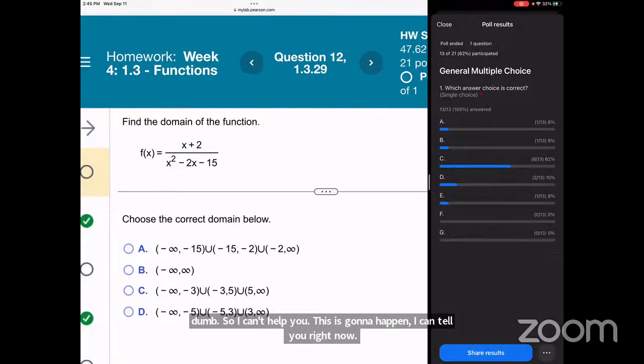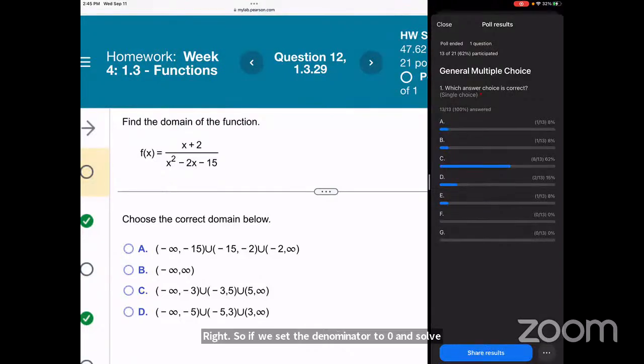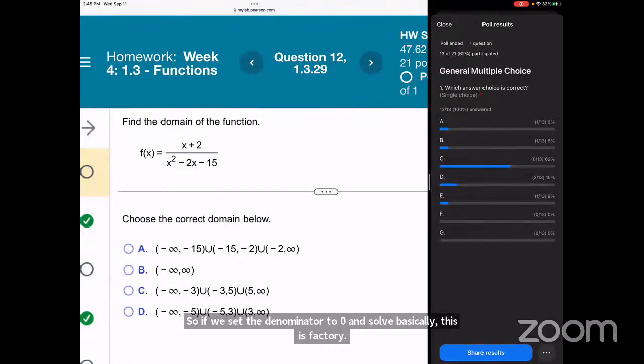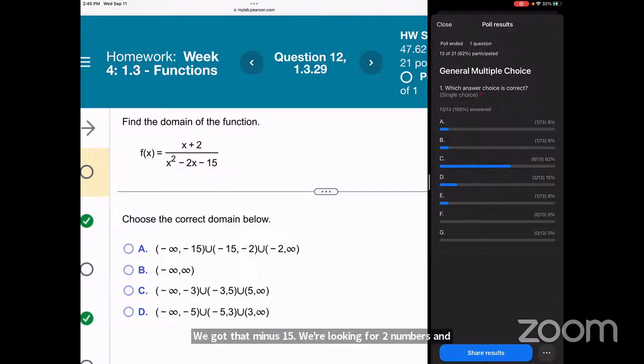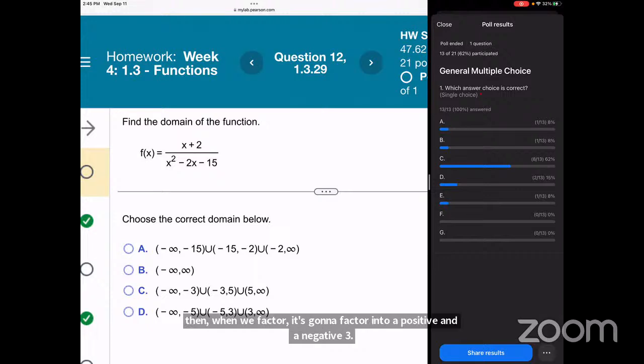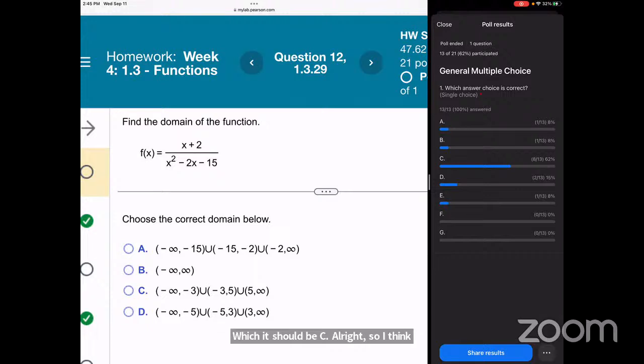So if we set the denominator to 0 and solve, basically this is factoring. If we got that minus 15, we're looking for two numbers that multiply to give us a negative 15 and add to give us a negative 2. So it should be a negative 5 and a positive 3, right? So then when we factor it, it's going to factor into a positive 5 and a negative 3, which should be C. So I think I chose C, and I want to submit that result.